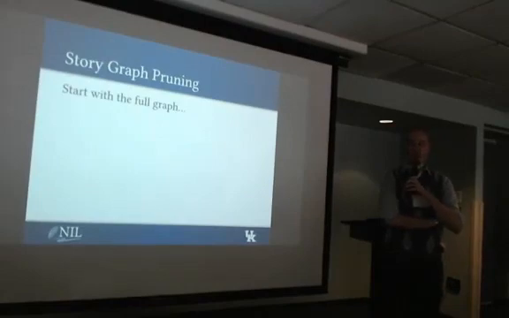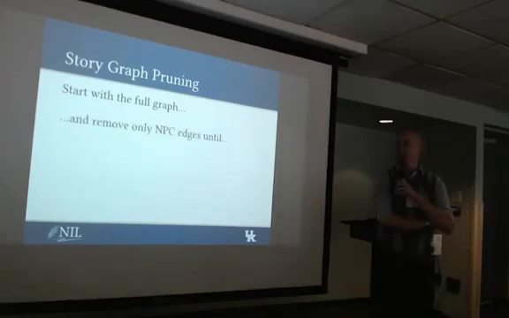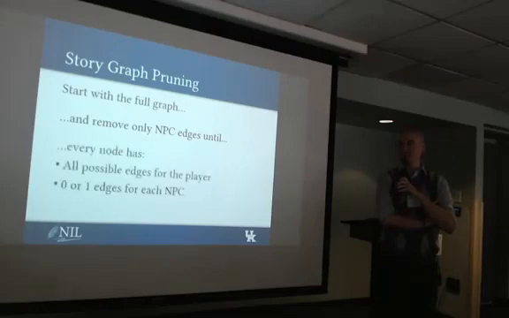Okay, so here's our basic method. We're going to start with the full story graph. Every possible state that could ever happen, every possible action that could ever happen. We're going to remove only non-player character and joint edges, so only the edges that we as the experience manager are allowed to choose to do or not.